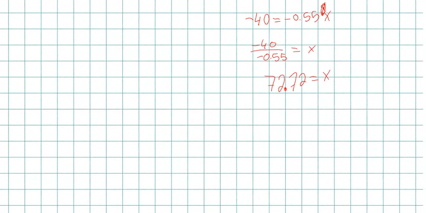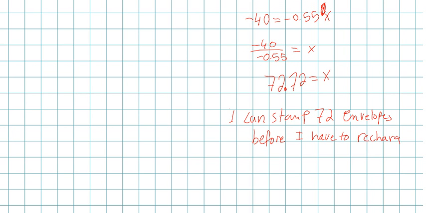So my stamp machine can stamp 72 envelopes before I have to recharge. It's understanding your y and x, understanding what they mean, understanding what the equation means. If you don't put it all together, it is not going to make sense.